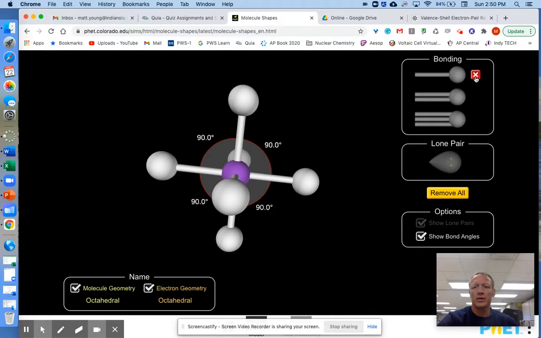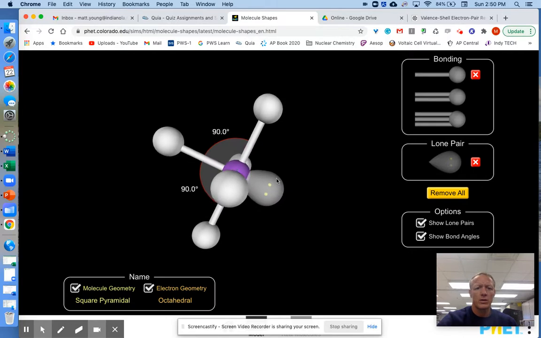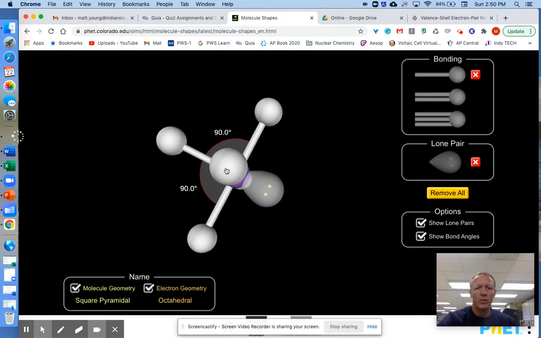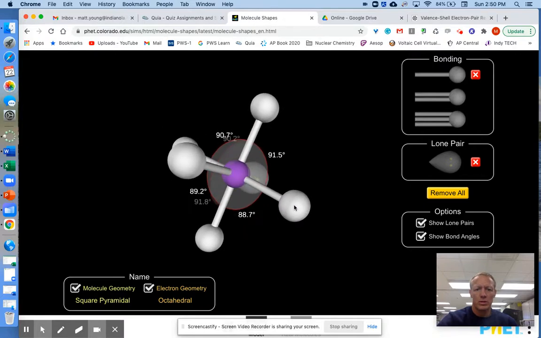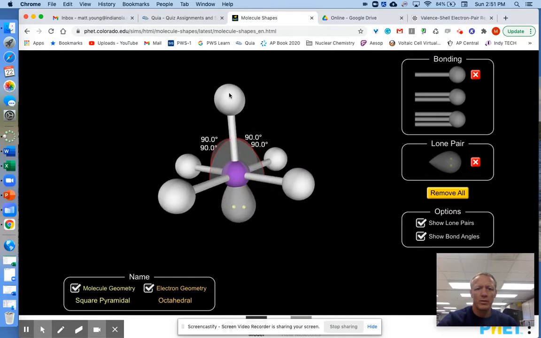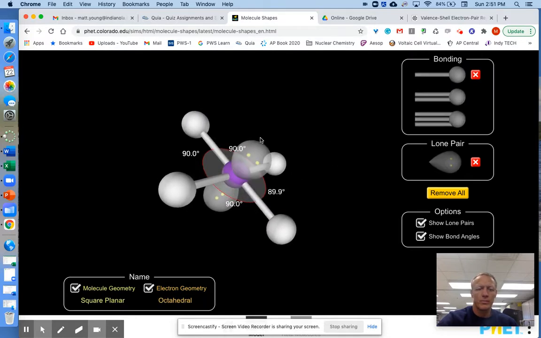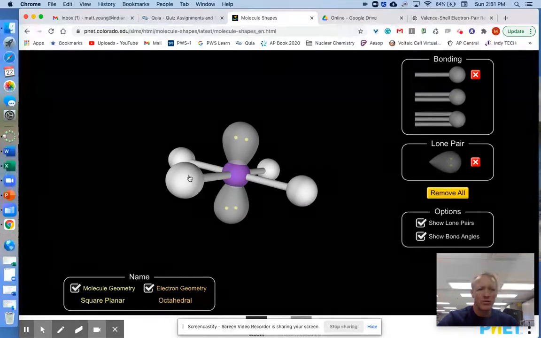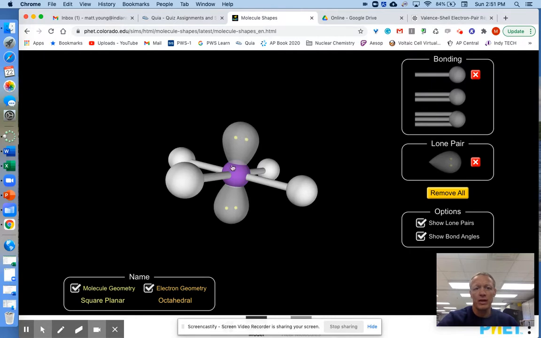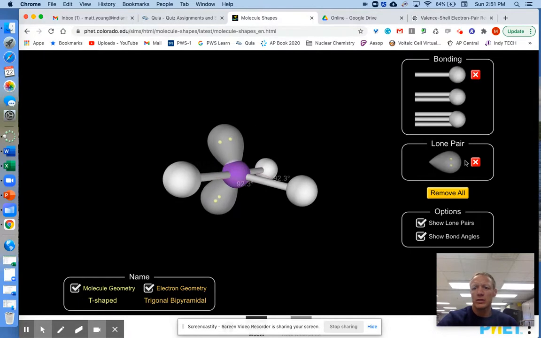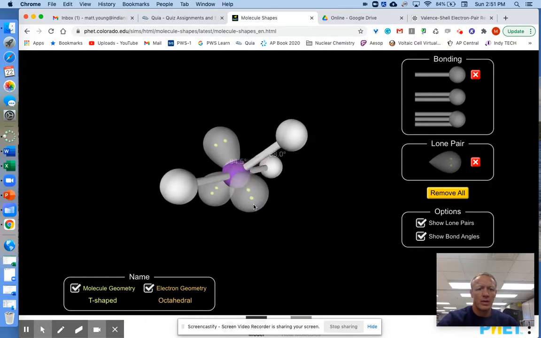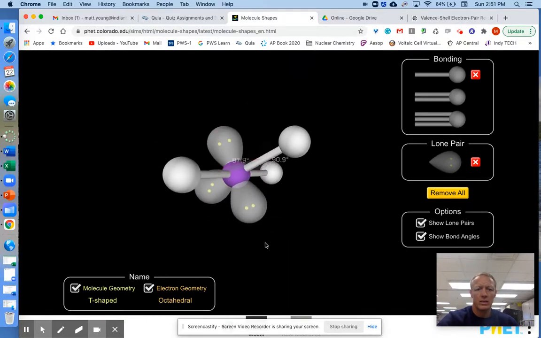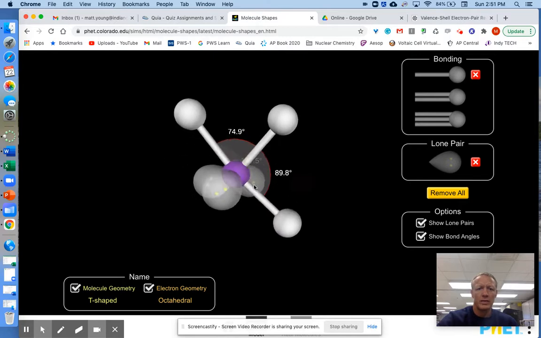So let's run through these real quick. Get rid of a bond, add in a lone pair. Now it's called square pyramidal. You can see that these form a square back here, and you've got a pyramid up on top. Square pyramidal. Let's get rid of this one and put in another pair. Now it's called square planar, which you can see why. You've got 5 elements in the same plane, with an electron pair above and below. Let's get rid of this, go there, and hang on, we are back to a T-shaped here.